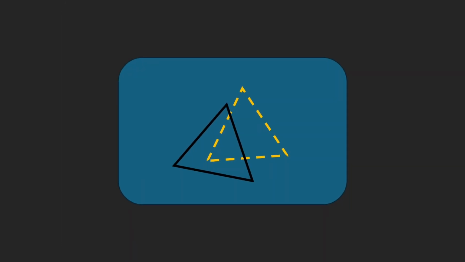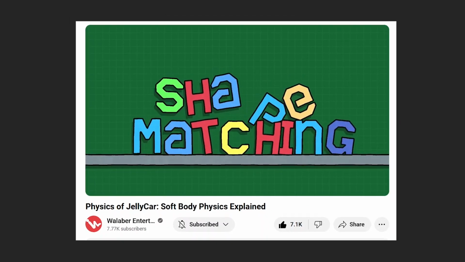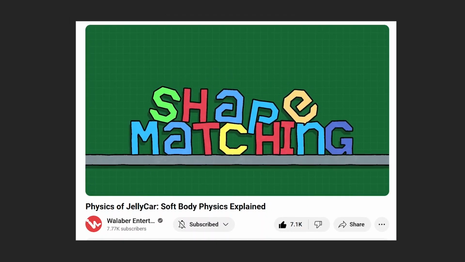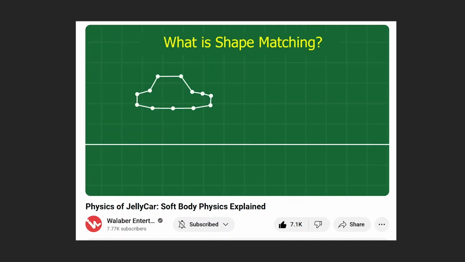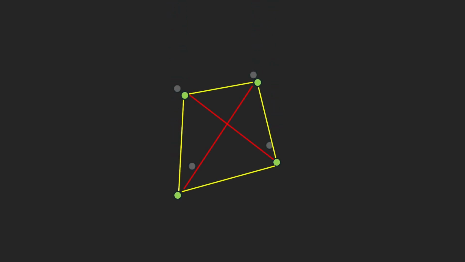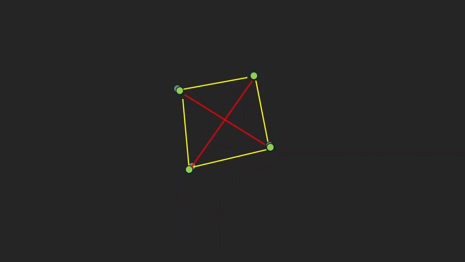And although this works for him, it might not be the most optimal solution in my case, since I don't really have that many points to work with. So instead, I tried another method, which is shape matching. I first got introduced to shape matching through this really great video about the physics of Jellycar, which covers how he implemented soft body physics in his game Jellycar Worlds, linked in the description. In his video, he mentions his solution to the problem, which I thought was quite interesting, so I decided to give it a go. The basic idea is that we cast a skeleton of what the default shape should look like, and this skeleton would act as another layer of springs that pull the points into their correct places.